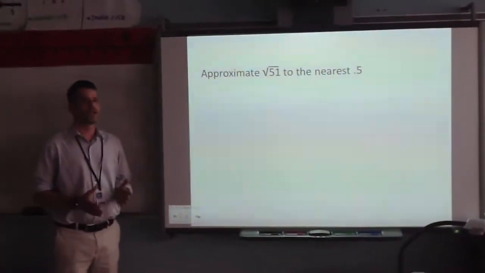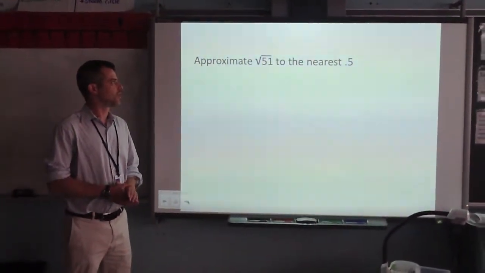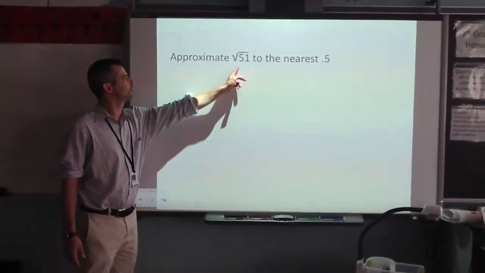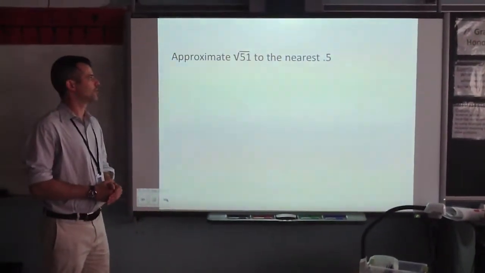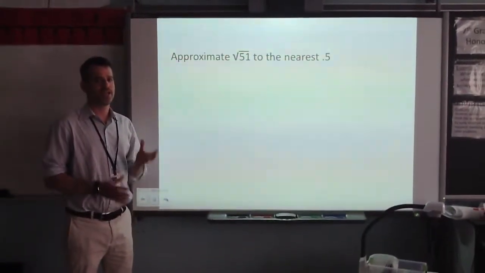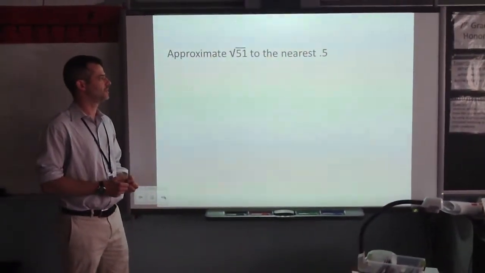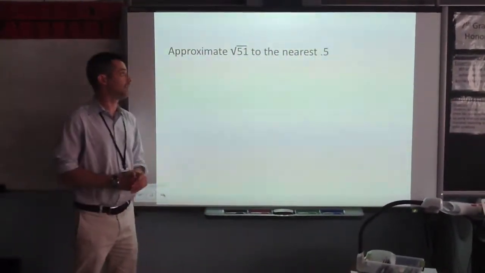Final thing we're going to look at is how to approximate square roots. Okay, so again, remember that most square roots are irrational numbers. Square root of 51 is an example of that. It's irrational. It's not a perfect square number. You can't find a number times itself to give you 51. So this number is going to go on and on forever.